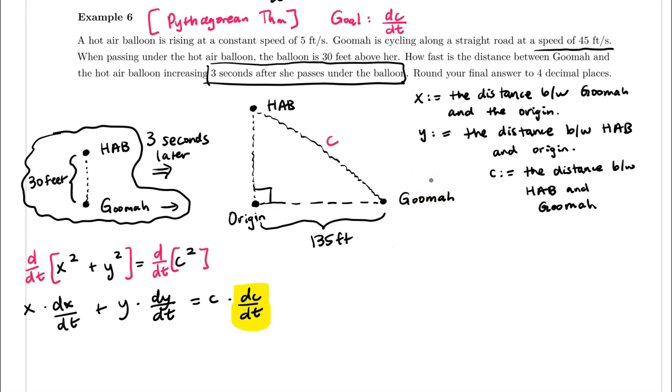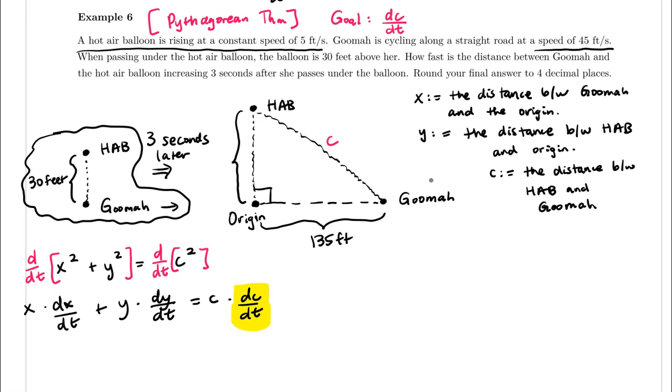Okay, let's figure out the y value. So the y value at the original starting time was 30 feet, but now 3 seconds have passed. And this is where students often get tripped up a little bit. The hot air balloon is rising at a constant speed of 5 feet per second. So the vertical distance, or the y value 3 seconds later, is not going to be 30 and it's not going to be 15.